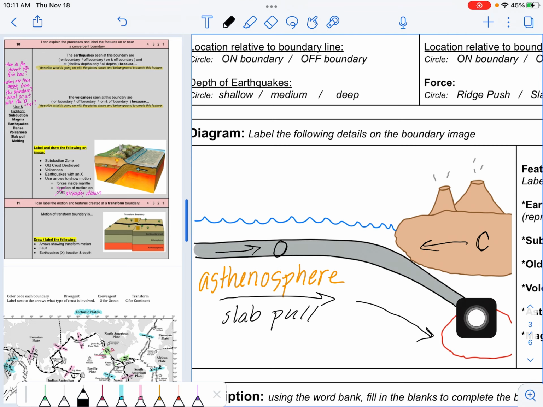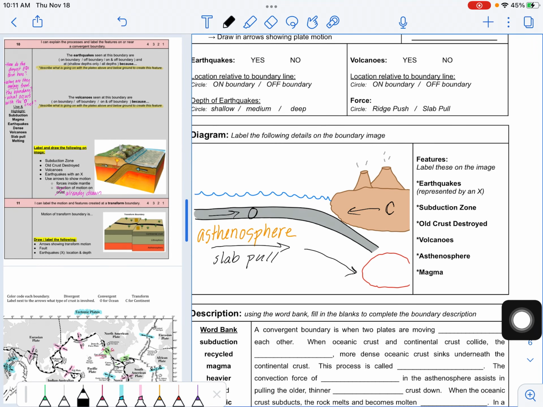So as that oceanic crust is being pulled down, we are getting a feature known as a subduction zone. And that subduction zone is this whole area right here. And this subduction zone is really the key to all of the features happening at this boundary, both the earthquakes and the volcanoes. So subduction is a key word in your description. It should be in both of these explanations. Subduction zone is the spot where that old crust is pulled downward.